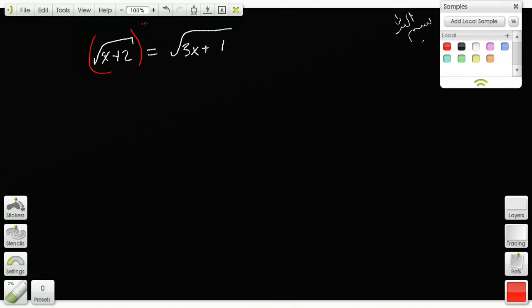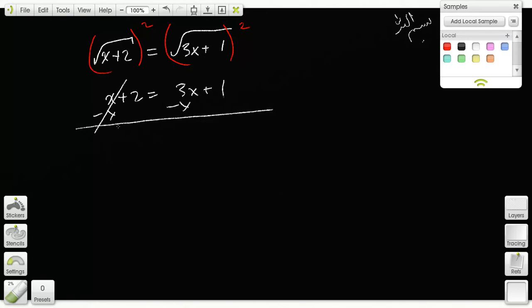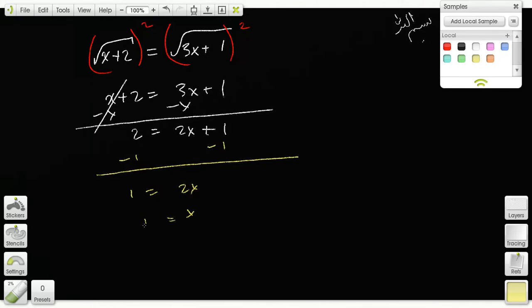Watch this. You got it? Then you get what? x plus 2 equals 3x plus 1. Then you subtract x from both sides, right? Because you have to bring them on the same side. Yeah, that's what I was trying to say. And then you subtract 1. So 1 equals 2x, and divide by 2, x equals 1 over 2. You get it? Yes?